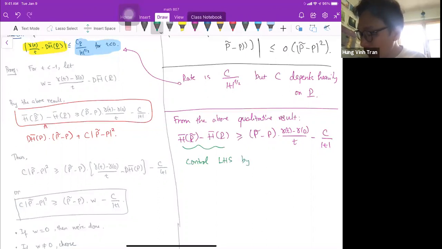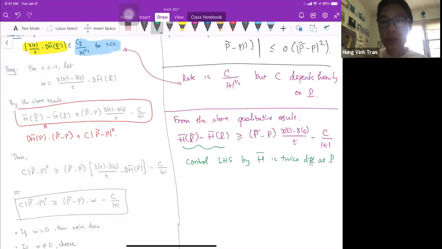By the fact that h bar is twice differentiable at capital P. In fact, to be honest, what I'm using here is only C11, not really more. I'm just using that h bar is C11 at capital P.